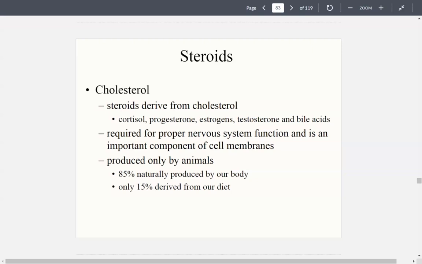Here's the thing though, cholesterol is only produced in animals. 85% is naturally derived from our body. We make it ourselves. Only 15% comes from our diet. This is why reducing cholesterol in diets has limited success with many individuals who have high cholesterol. It's not because they're eating too many eggs or eating too much bacon. It's because their body is making too much cholesterol and not getting rid of it correctly.